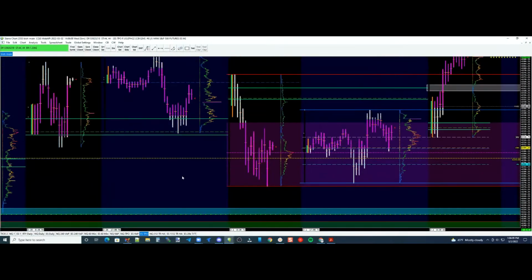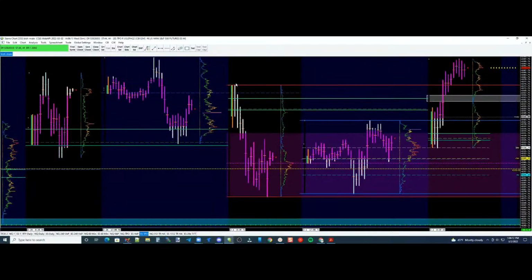So what I did was, for the previous day, identify the previous day high and the previous day low. Identify the overnight high and the overnight low, okay? I've identified value. I've identified the POC for the session. But most critical is the volume profile, all right?